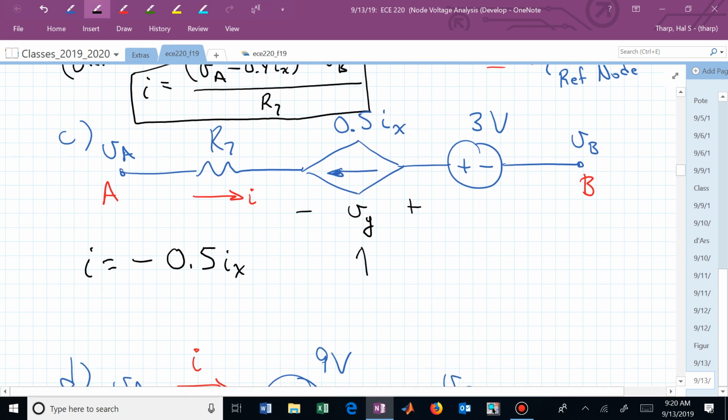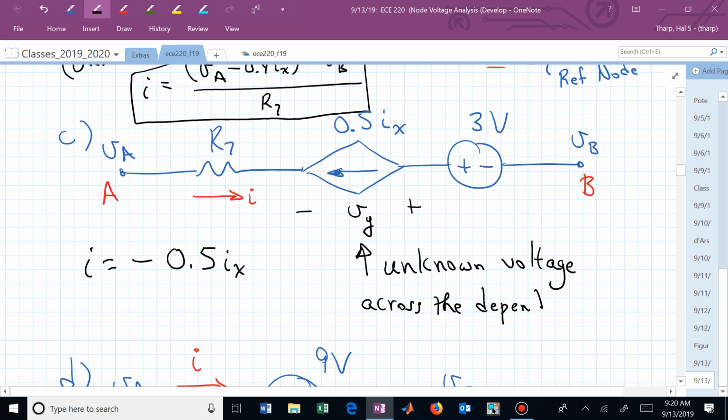This, in fact, is an unknown voltage that is across the dependent source. And that voltage is going to be whatever it needs to be in order to keep 1/2 I sub x going from right to left in that branch. That's by the nature of the dependent current source.